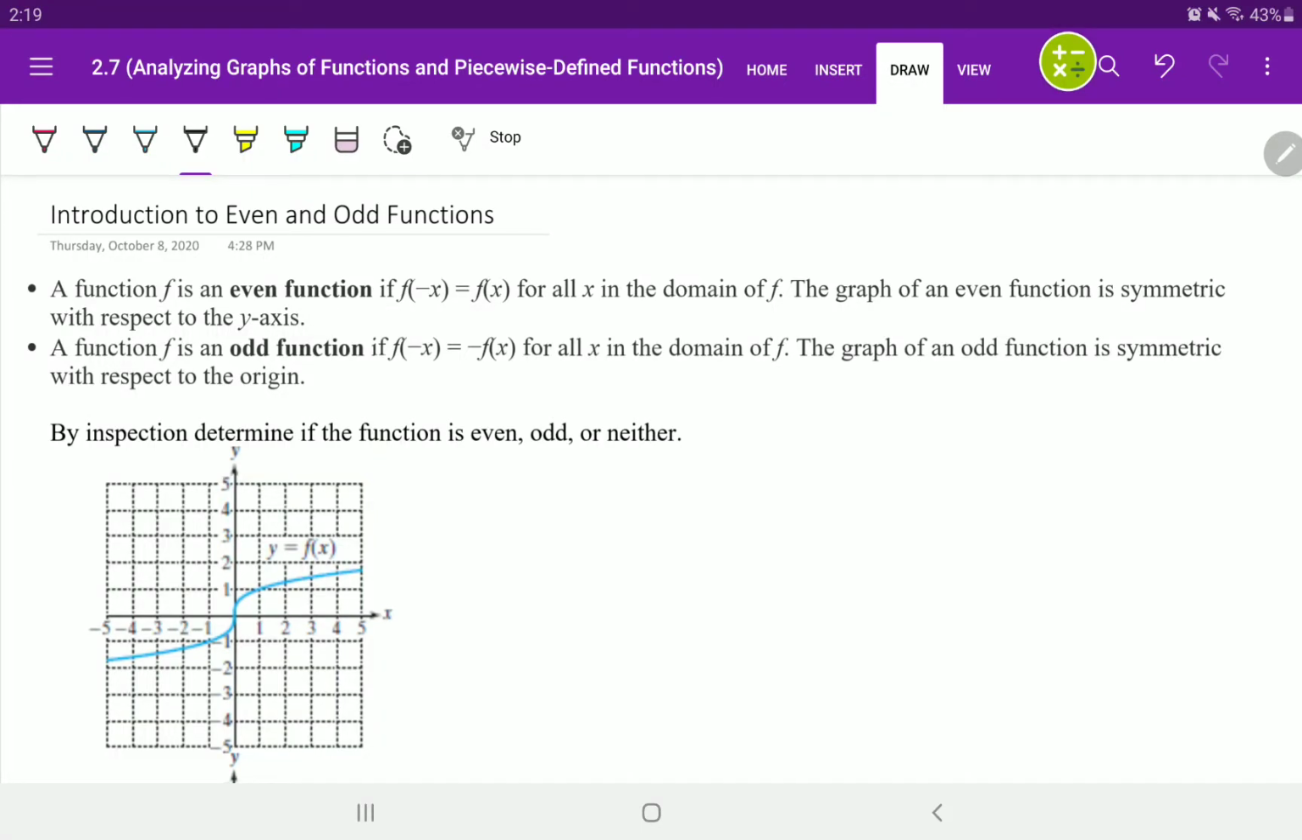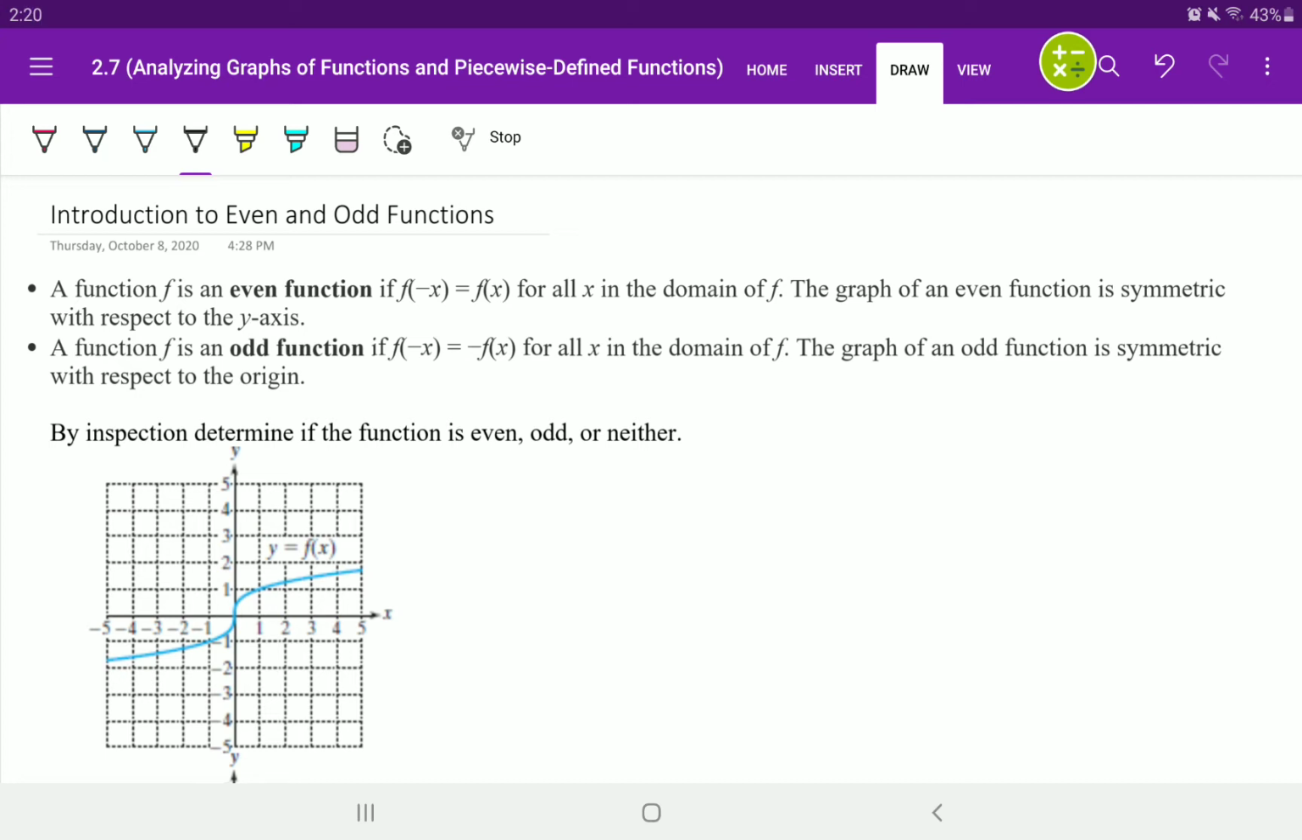All right. Welcome to the introduction to even and odd functions. And here are the definitions that we're going to focus on when it comes to even and odd functions. Now it says a function f is an even function if f of negative x equals f of x for all x in the domain of f. The graph of an even function is symmetric with respect to the y-axis.